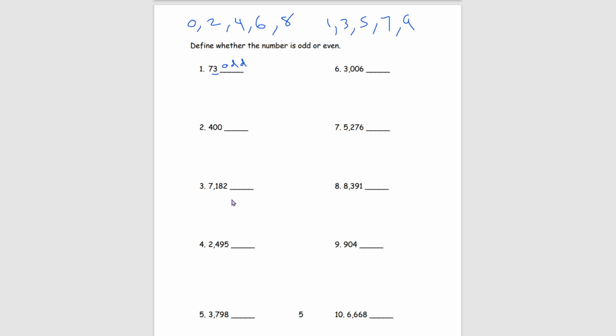Let's skip to number 3. We have 7,182. We can skip all these first numbers and just look at this 2 right here. And 2 tells us that it's an even number. So for number 3, 7,182 is even. Move on to the side. 8,391. We can ignore the first 3 values and look at the very last one. We have a 1. 1 is in the odd section, so that tells us that this number is odd. And for our last example, we have 3,798. Just remember, we can skip these first 3 numbers, look at this last value, which is an 8, and 8 is in the even section. So this number is an even number.